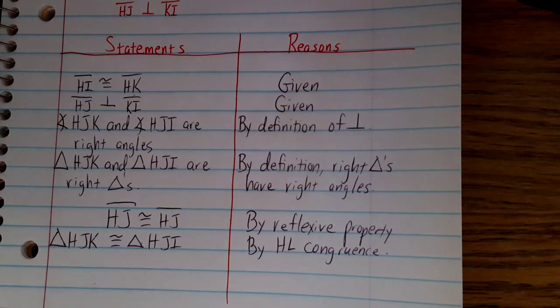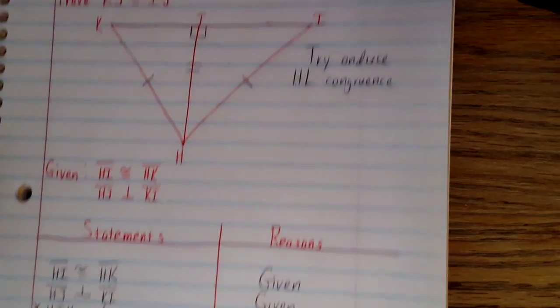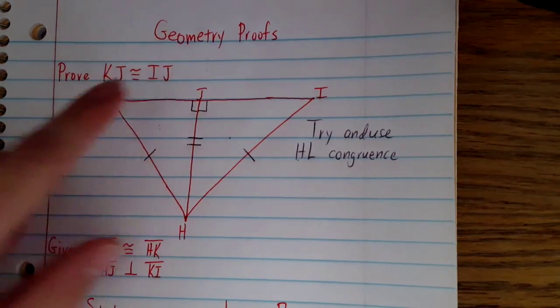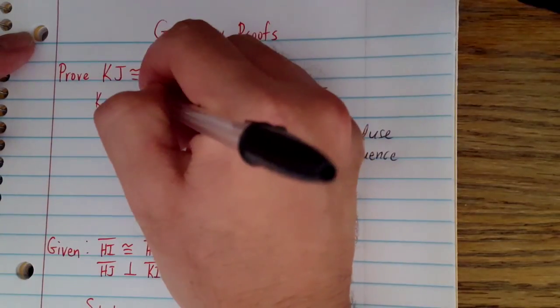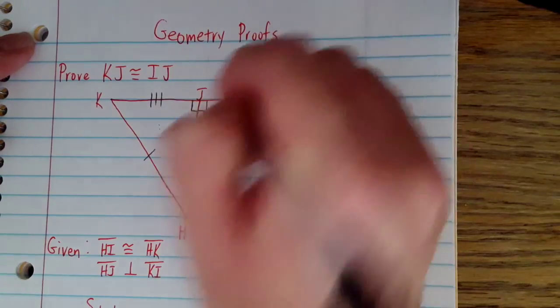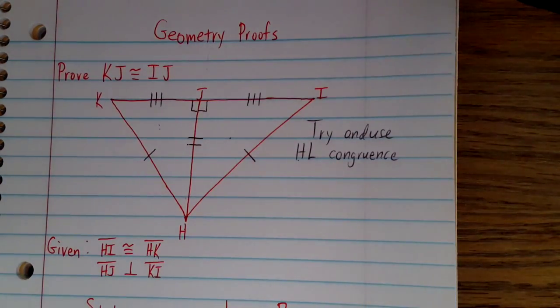We're almost done with this proof. The only thing left for me to do is to finish off and say, well, how do I know that these two are now the same? So they want me to prove this right here. Why am I able to go ahead and draw the tick marks through here? What is the reason I'm able to do that? And this is where CPCTC comes into play.